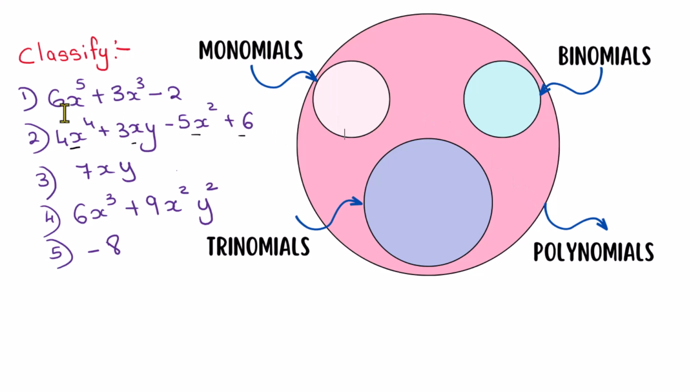So let's start. In question number 1, we can see that there are 3 terms. It is 6x to the power 5, 3x cube and minus 2. And so it is called a trinomial. In question number 2, we can see that there are 4 terms, 4x to the power 4, 3xy, minus 5x squared and 6. And so it is neither monomial nor binomial, nor trinomial. So it is a polynomial.